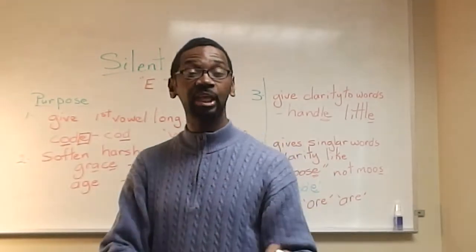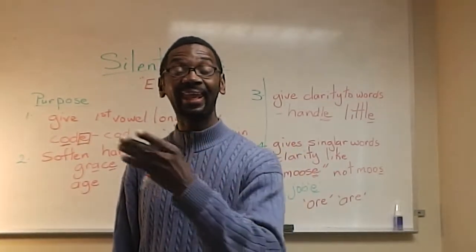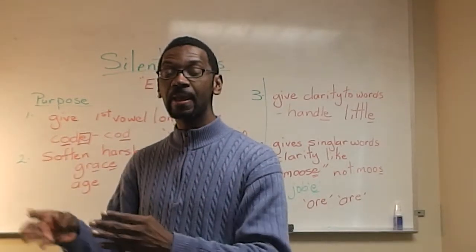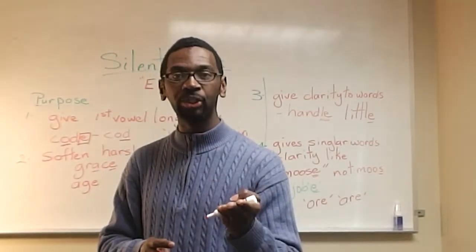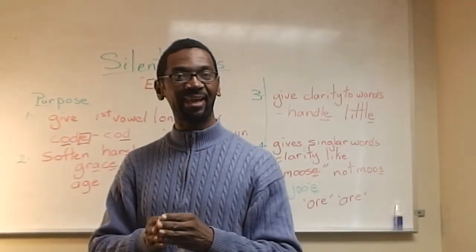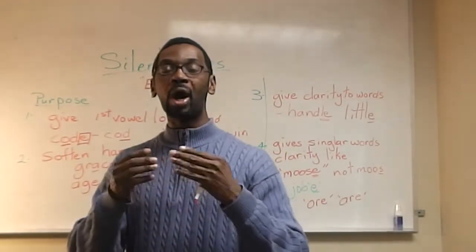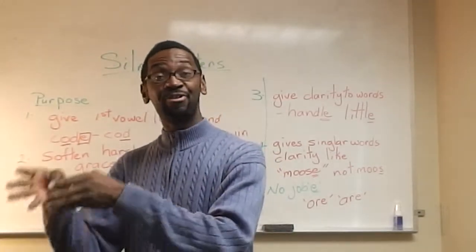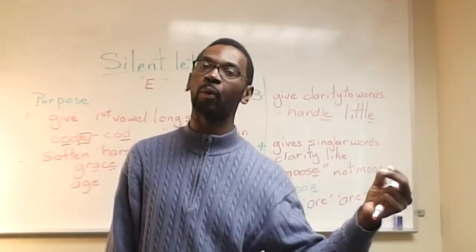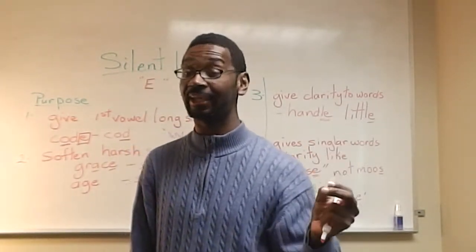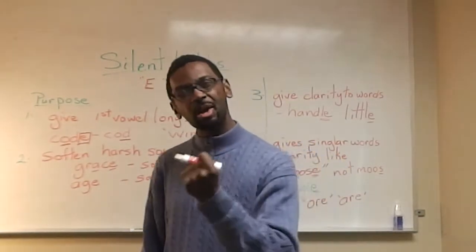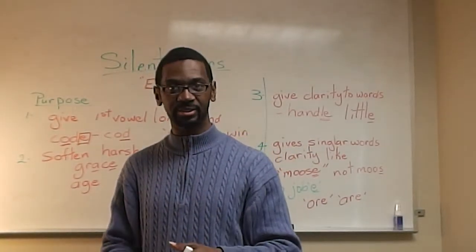C-O-D-E. We have that with T-A-K-E, take. The final E is silent, but we give the A sound in the first vowel. Now there are a number of words like that, where once the final E is added, that E is silent, but its function is to cause the first vowel to pronounce its name. The second function of the silent E is to soften some of the harsh consonant sounds.